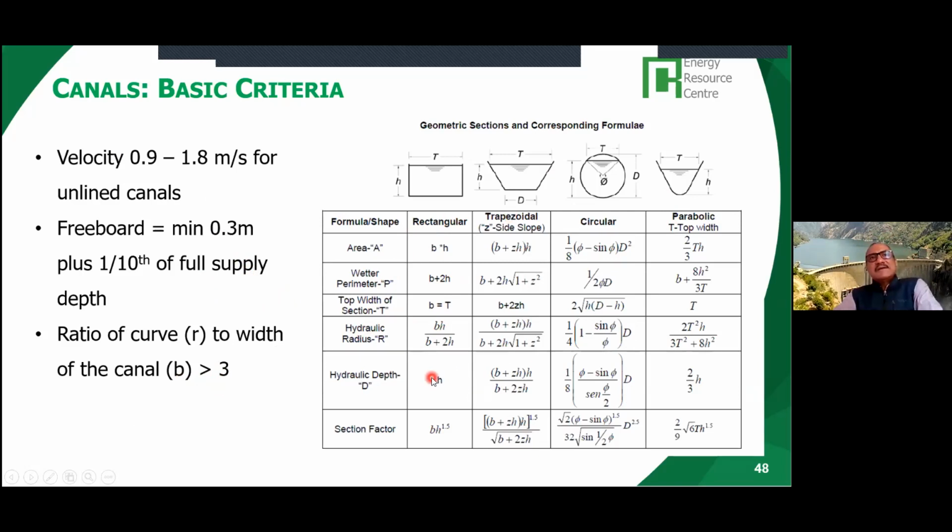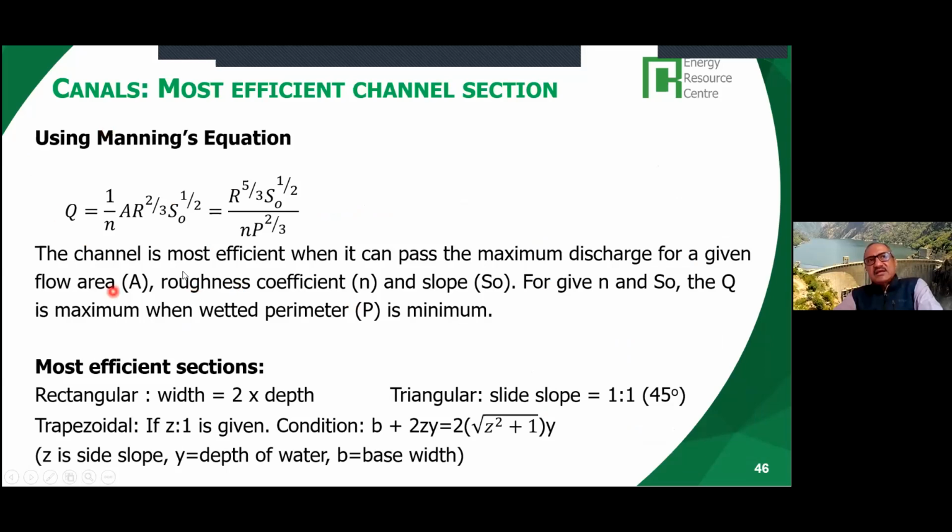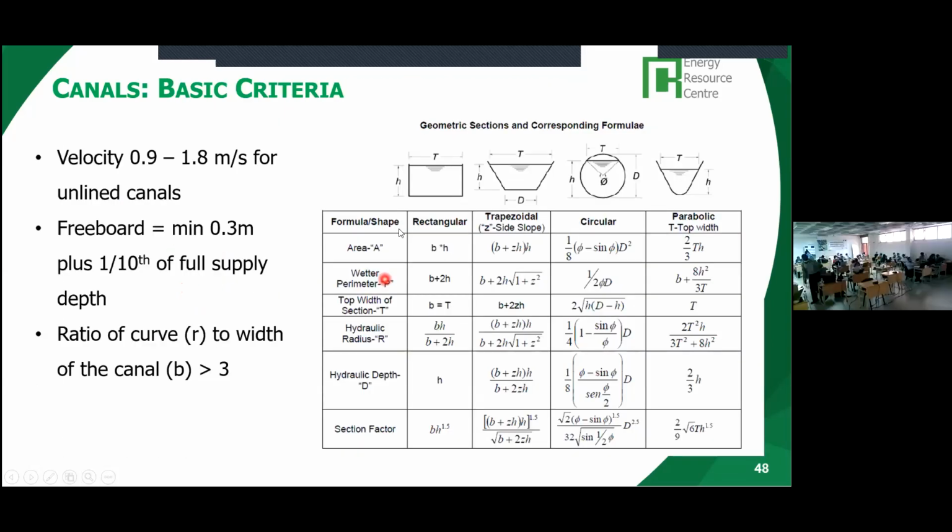And we use Manning's equation, Q = (1/n) A R^(2/3) S^(1/2), where S is the slope of the water surface, to calculate Q and to get the dimensions: the width, the slope, the height of the canals. So this is basically the canal design. And as I mentioned, we will do some exercises during the course of this training.